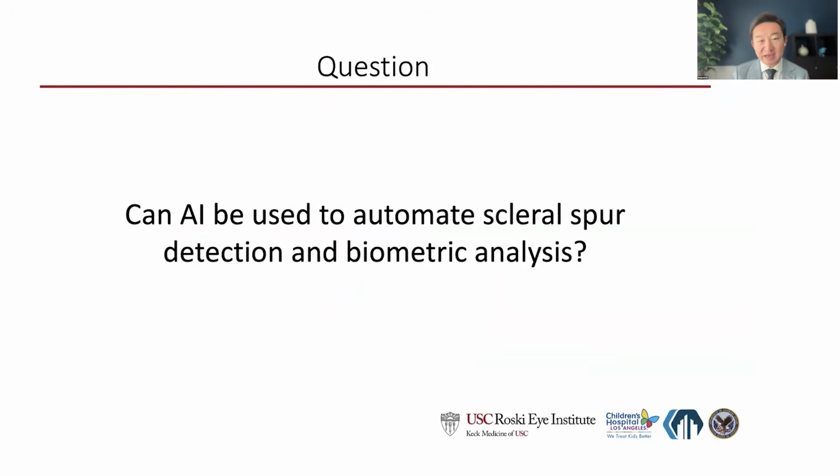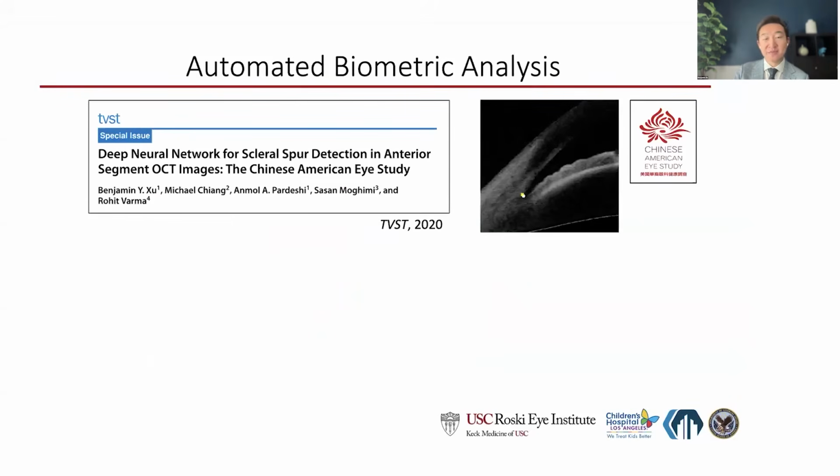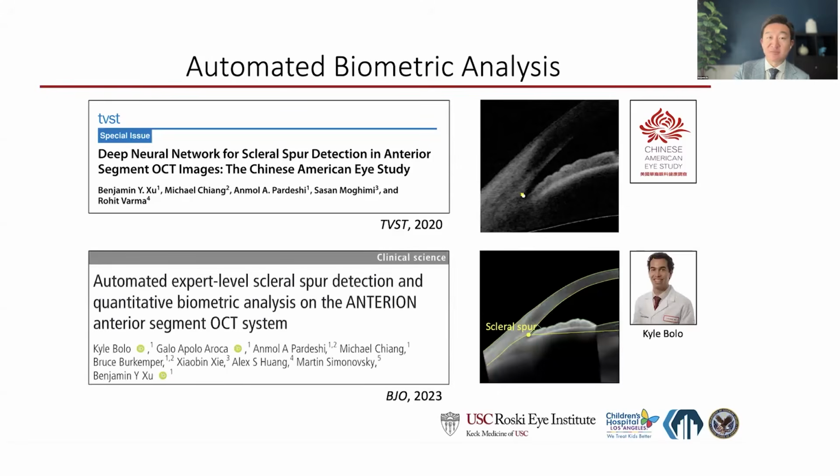So the next question that we asked is, can AI be used to automate scleral spur detection and biometric analysis, given that this appears to be the future of angle closure care? And in 2020, we developed an AI model for our original CHES dataset, in which we could identify the scleral spur at an expert level of performance. However, here we ran into a generalizability issue, which is that trying to apply this for an FDA-approved OCT system, such as the Heidelberg Anterior, we found that this algorithm no longer performed as well.